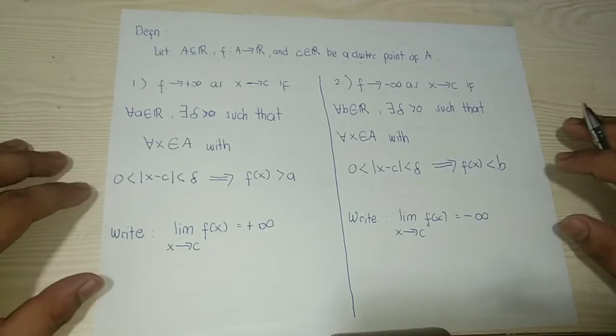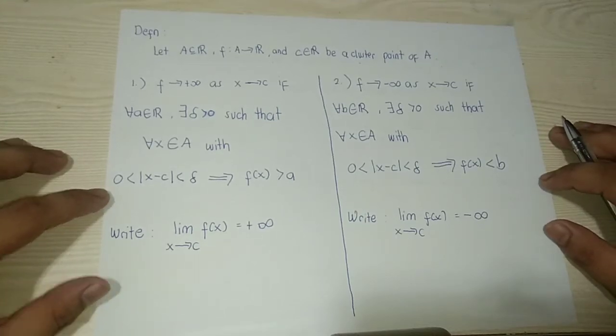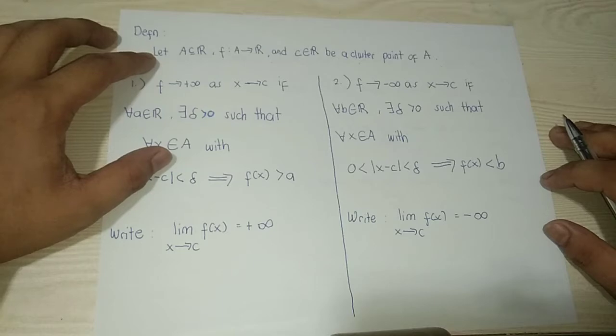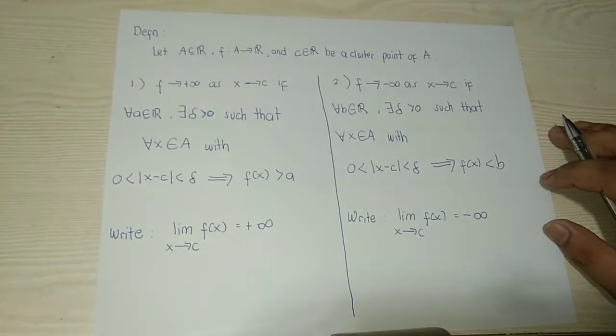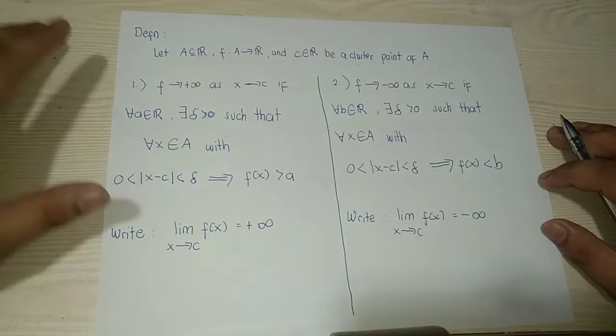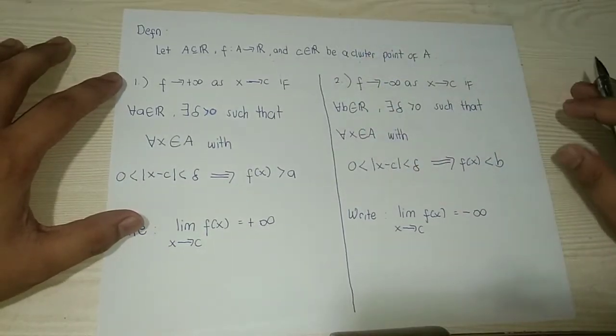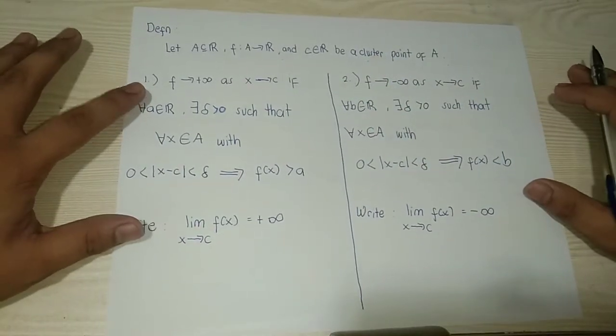In this video, we're going to discuss infinite limits. Let A be a subset of R, f be a function from A to R, and c, an element of R, be a cluster point of A. So let's start with number 1.